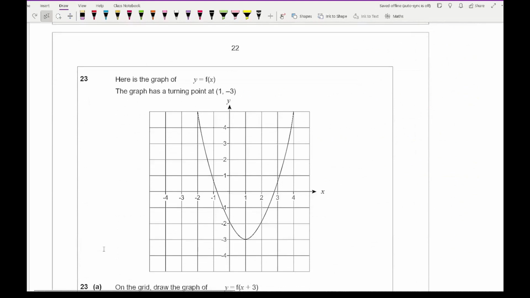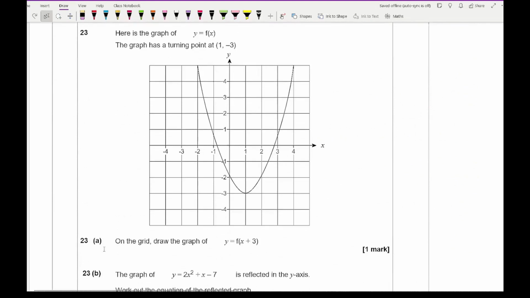Then moving on to our last question, question 23. It says here is a graph of y equals f of x. The graph has a turning point of (1, -3). On the graph, draw the graph of y equals f of x plus 3. So all we're doing here is shifting the graph 3 squares to the left. So if I pick a coordinate that I know, which is this point here, I'm going to move that 3 squares, so 1, 2, 3, so that's now going to be here.